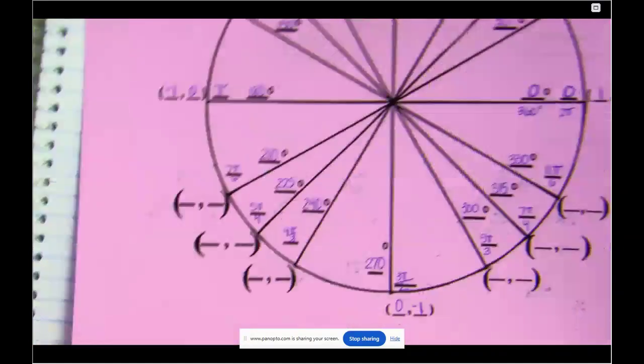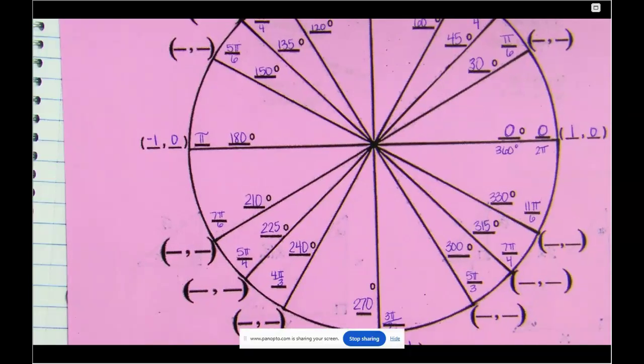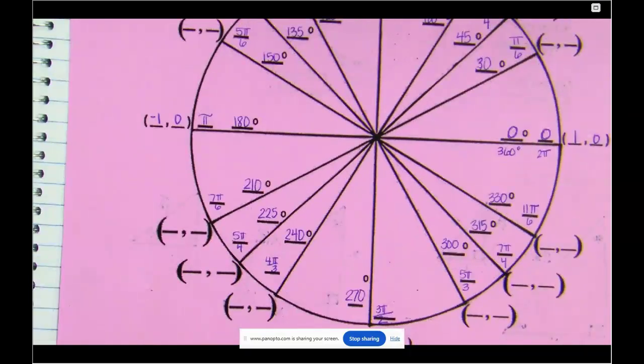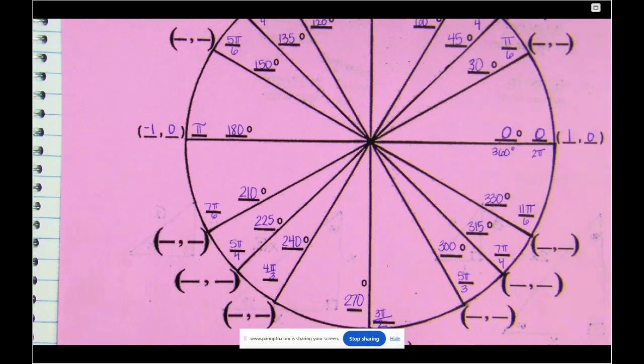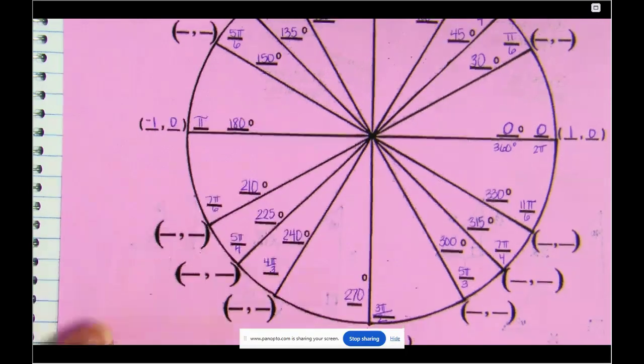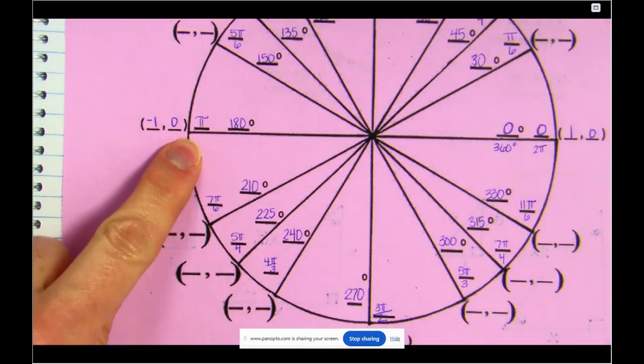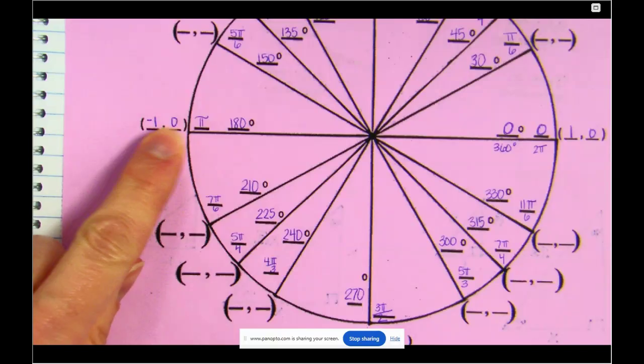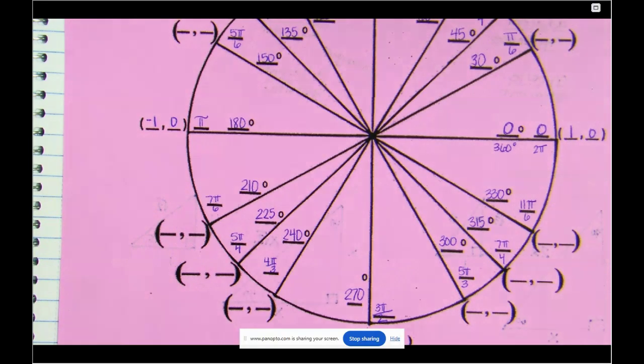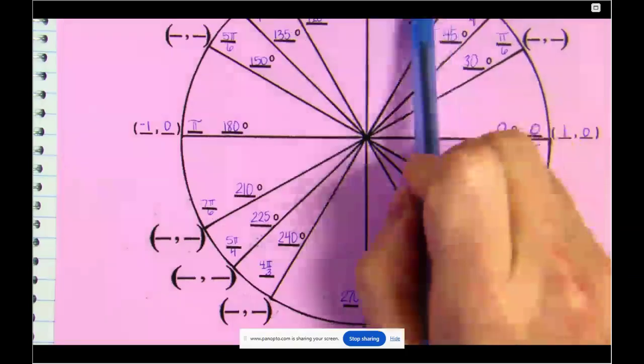Now, what about the tangent of 90 degrees? Hang on. Let's do the tangent of 180 degrees. Look at tangent. Tangent is y over x. So 0 over -1, which is 0. Okay. How about the tangent of 90 degrees? That's undefined because it's 1 over 0.